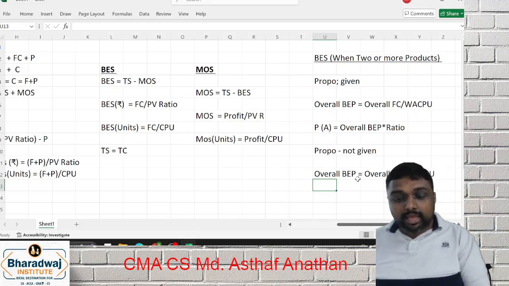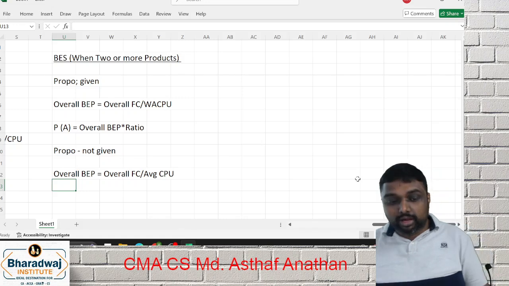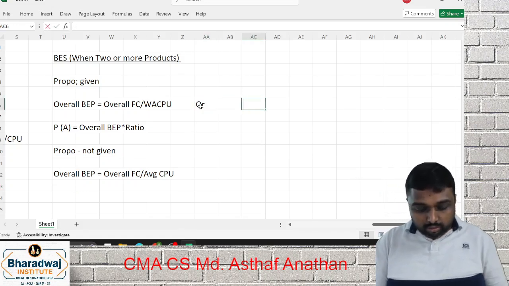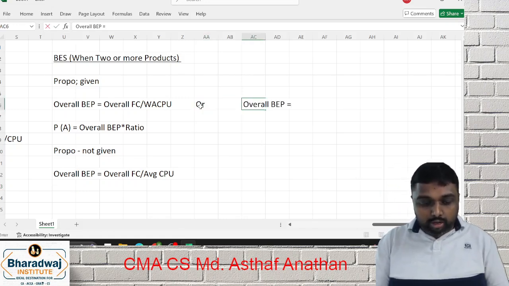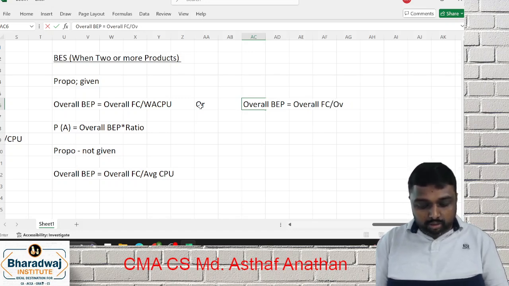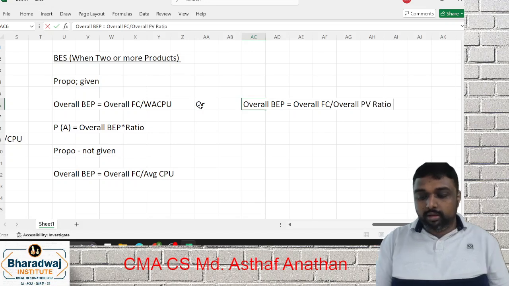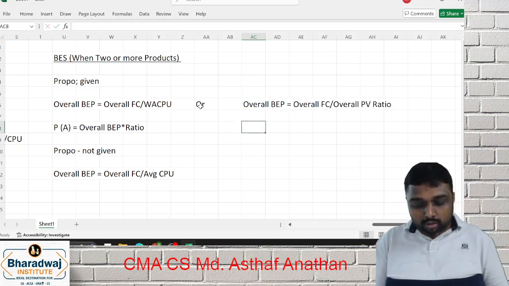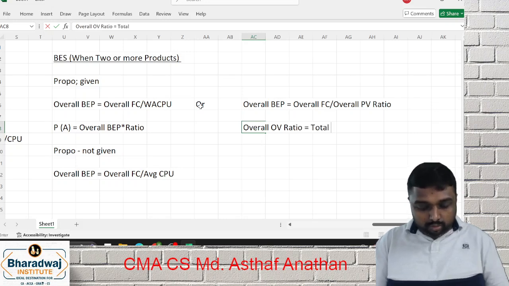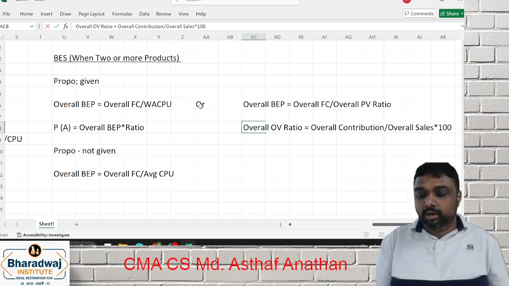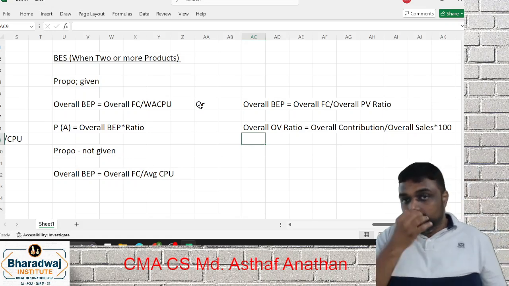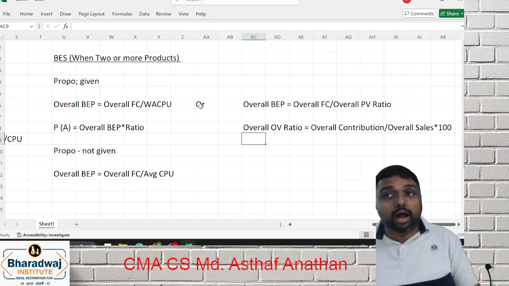Then we can do the same thing based on PV ratio. When you do it on the basis of PV ratio, you take overall fixed cost by overall PV ratio. What is overall PV ratio? It is nothing but your total contribution from all products, overall contribution divided by overall sales, into 100. We need a problem on this. So this is a different way you can find out break-even sales.